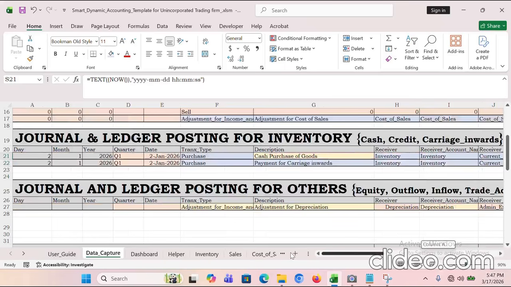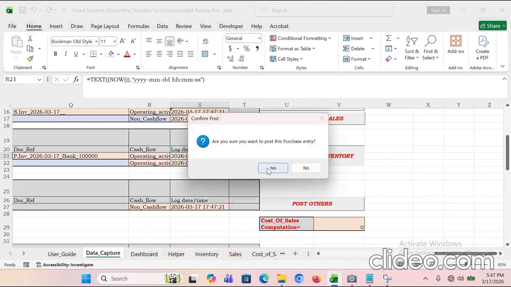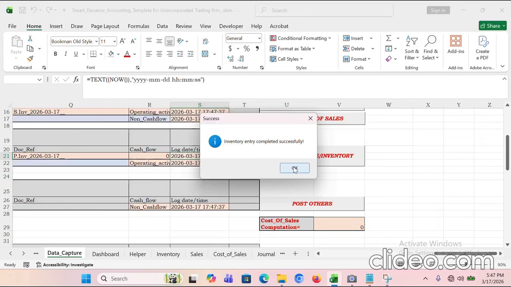The only thing left for us now is just to post. Click on the post purchase inventory button. So I'm clicking on it. It asks me to confirm. I say yes. So it confirmed that it's completed.